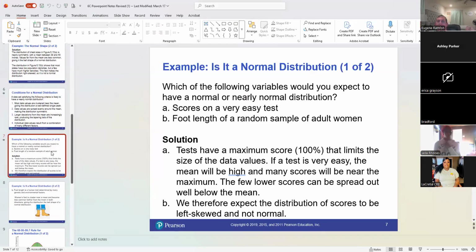All right, so this example, is it a normal distribution? Which of the following variables would you expect to have a normal or nearly normal distribution? Scores on a very easy test, or the foot length of a random sample of adult women? Think about it. If it's a very easy test, more people are going to score toward the higher end, which would make that a little bit skewed toward the other direction. You're not going to have as many lower scores as you would if it was a normal test.